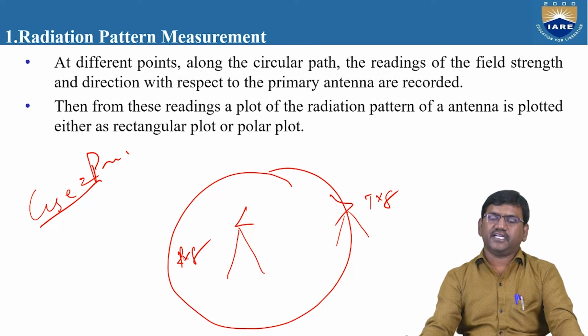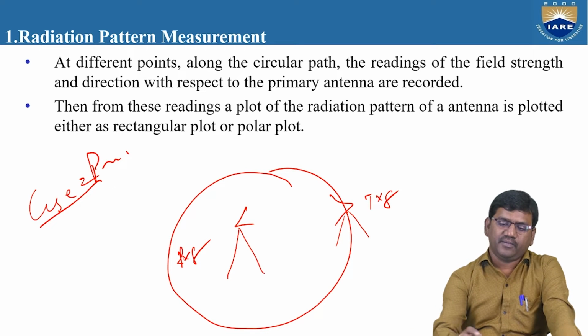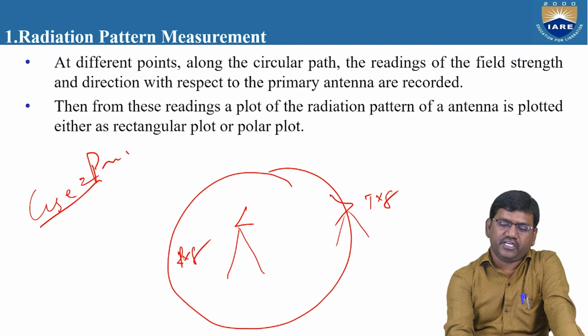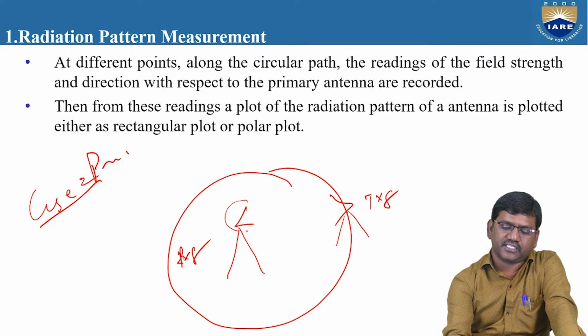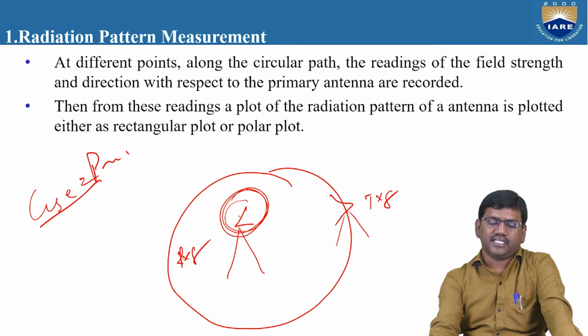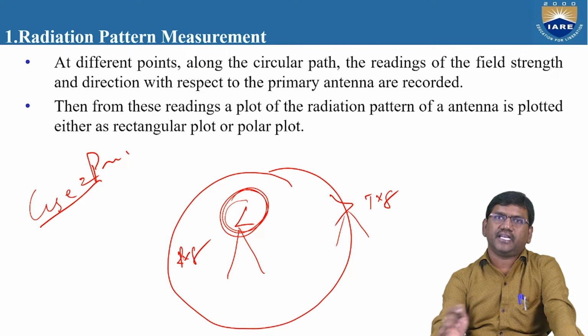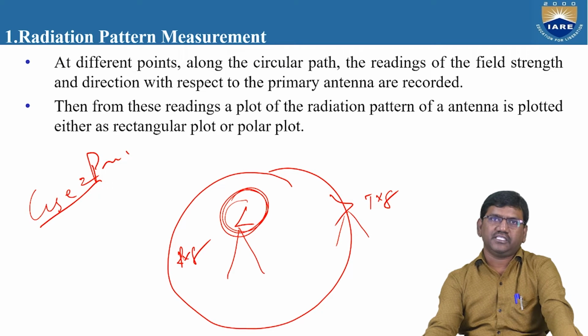So when the transmitting antenna is sending the signal, by means of a rotator, we need to rotate the antenna in clockwise direction only. See that the receiving antenna is fixed and stationary. Only the antenna is rotating.